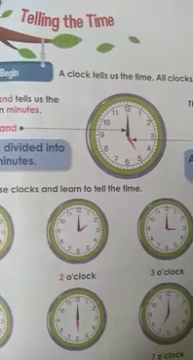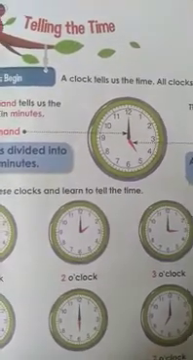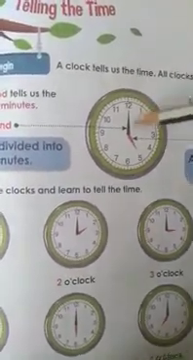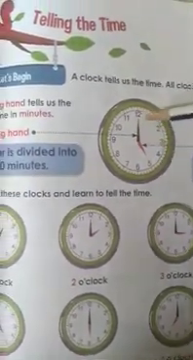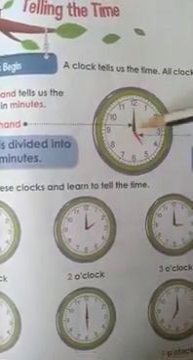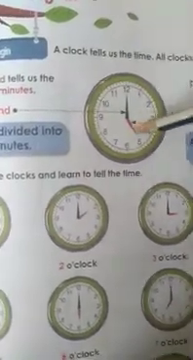I will teach you how to look at the clock and say what is the time. Okay, a clock tells us the time. All clocks have at least two hands. These are called the hands. This black one, which is a bit longer, is called the big hand, and this small one, the red one, is called the short hand.